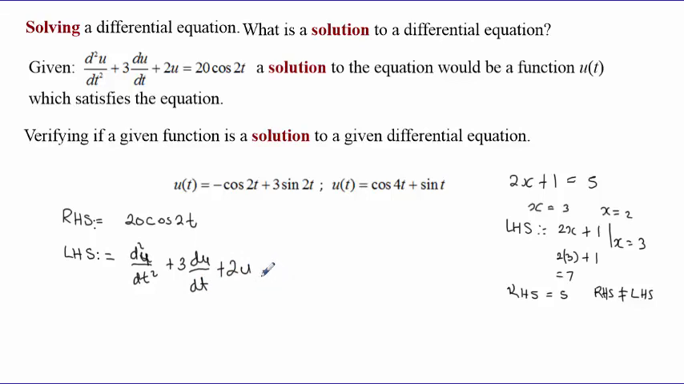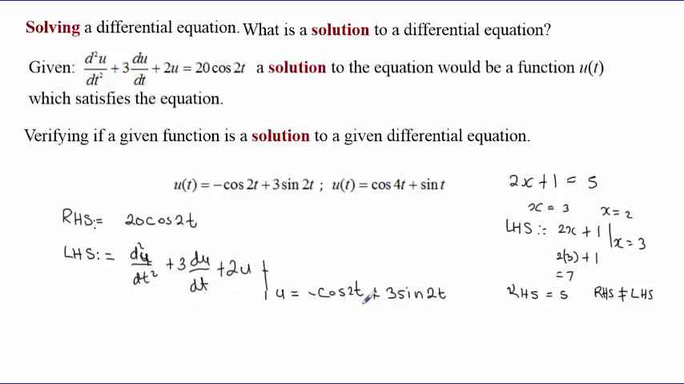That's our left hand side. In this case, let's take for example this first function here. We're given that u is equal to minus cos 2t plus 3 sine 2t. So what would you do now here?